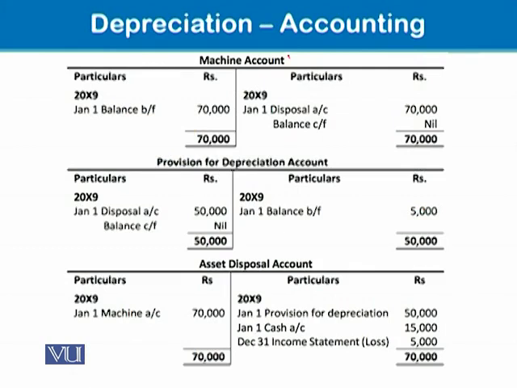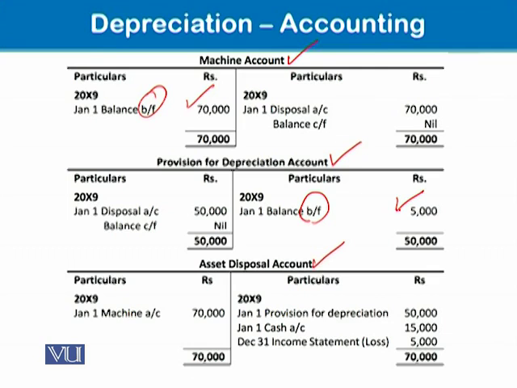We have a machinery account, a provision for depreciation account, and an asset disposal account. Always remember, the machinery account is debit. Its opening balance will be placed on the debit side, its nature side, and the provision for depreciation's nature is credit. Its opening balance will be placed on the credit side.